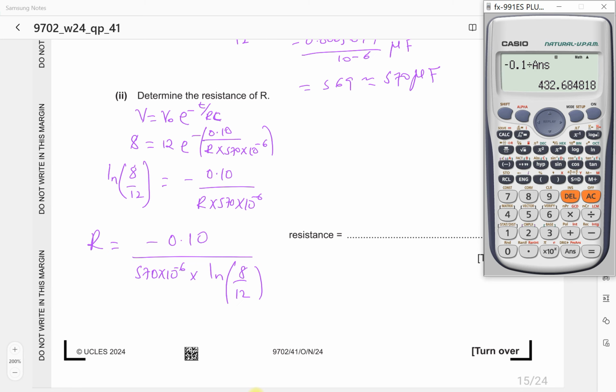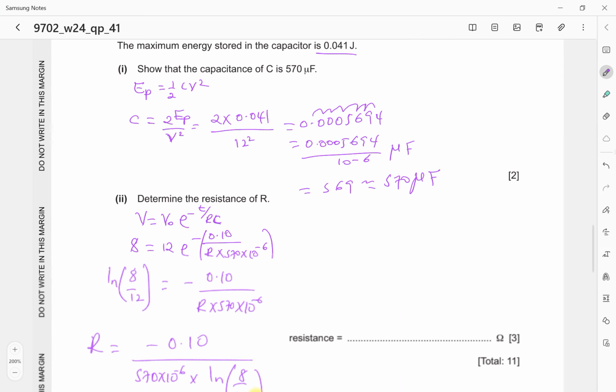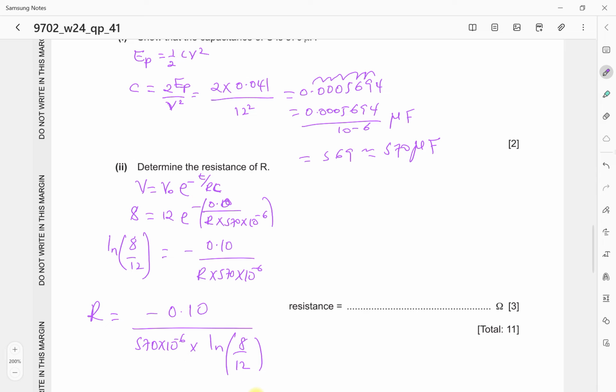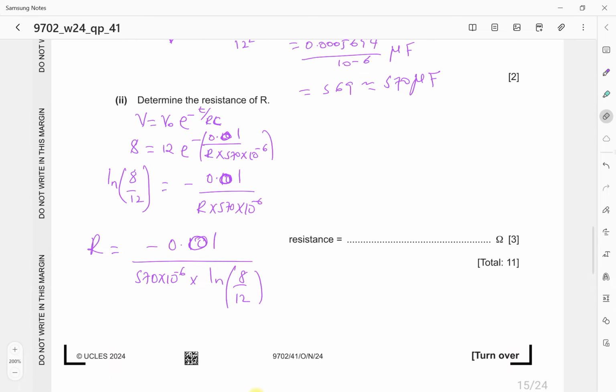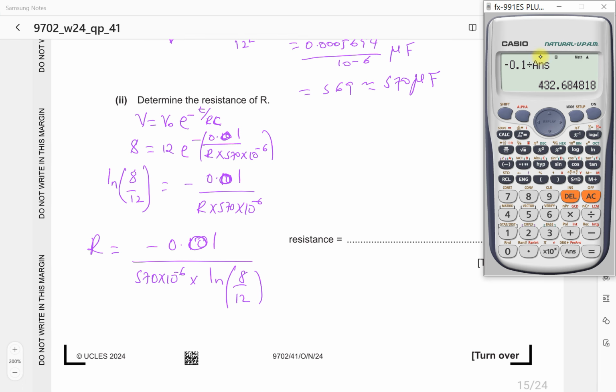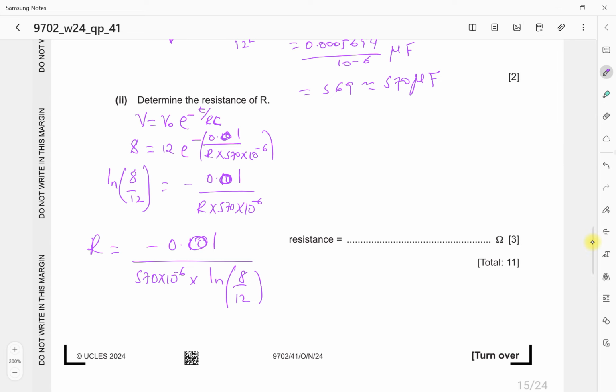Let me try to check this again. I used the wrong value of t. t is 0.01. Sorry. So I have ln of 8 divided by 12 times 570 exponent minus 6. Then I have negative 0.01 divided by the answer, that is 43.2. So R is going to be 43.2, so it's approximately 43.